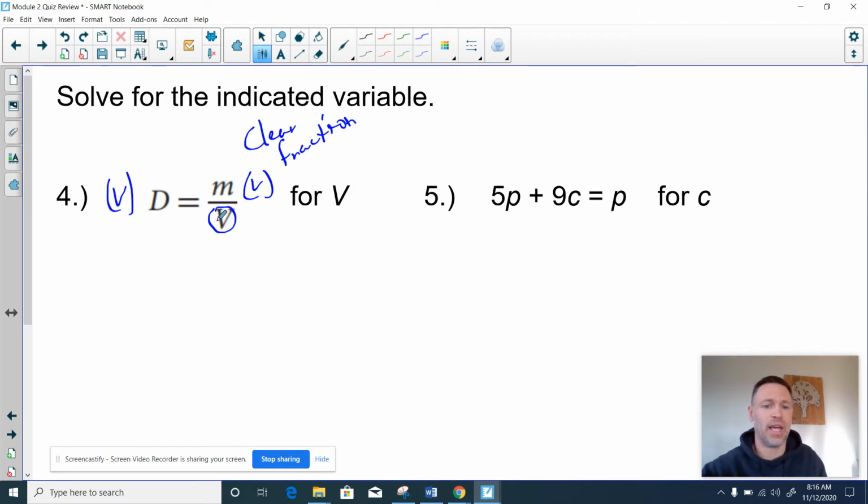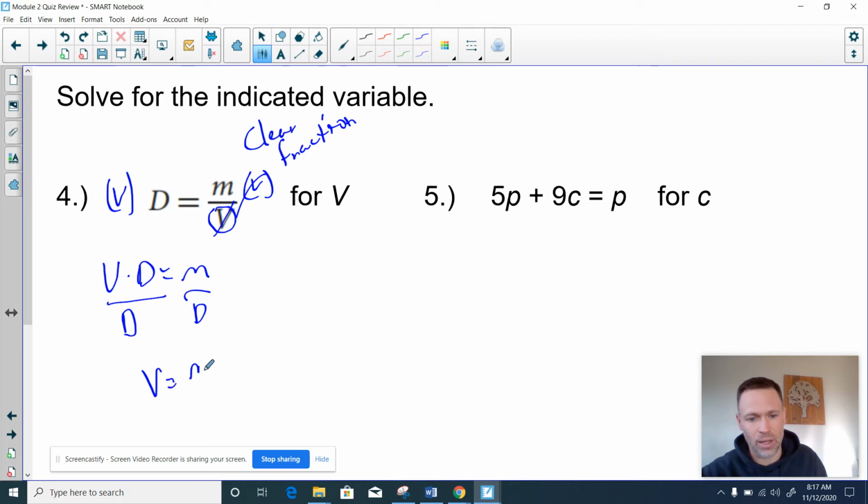Now, it might not look like we gained anything, because v is now just being multiplied by d, and we didn't get a variable by itself, but we did get it out of the denominator, and that's a step in the right direction. So what we're left with is v times d is equal to m. Now I ask myself, what's happening to v? It's being multiplied by d. So how do I undo that? I divide by d. So I get v is equal to m divided by d, and that is my final answer. Can't simplify it, right? You can't divide here and get some magical letter of the alphabet that no one knows about. This is our final answer.